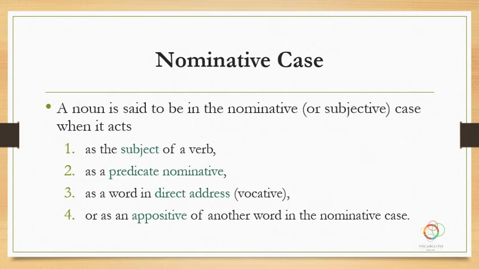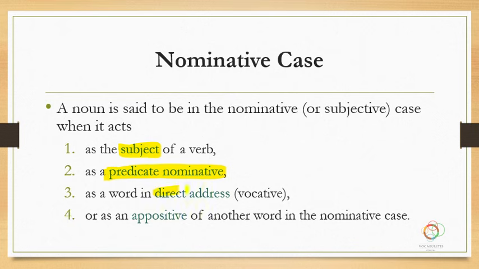Nominative case. What is a nominative case? A noun is said to be in the nominative case when it acts this way. When it acts as the subject of a verb. All right, so we saw that John was acting as the subject when he was throwing the ball. When it acts as a predicate nominative, or PN as we say in shortened form. The predicate nominative is an important idea. We'll take a look at the examples later.